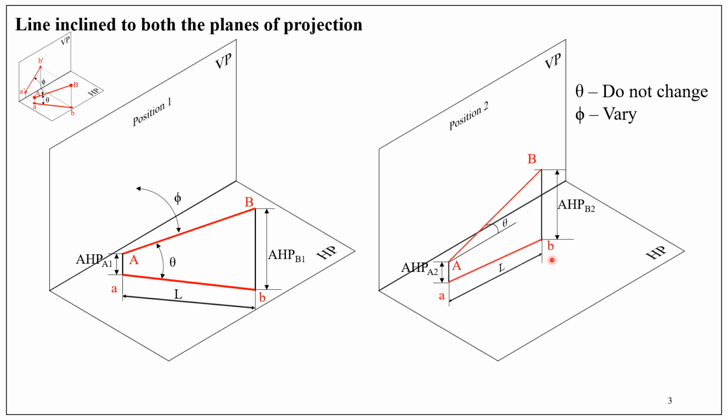So after rotation, what we infer is the height of the point A above the horizontal plane in position 2 and the height of the point B above the horizontal plane in position 2 are equal to the corresponding heights in position 1.